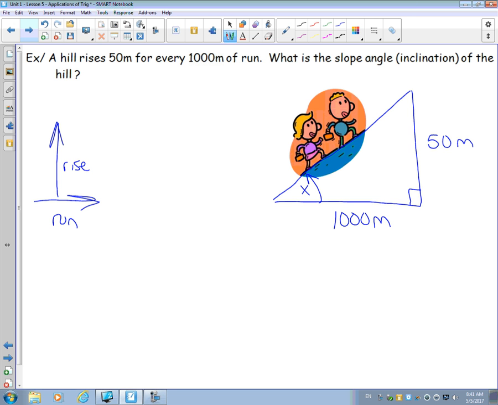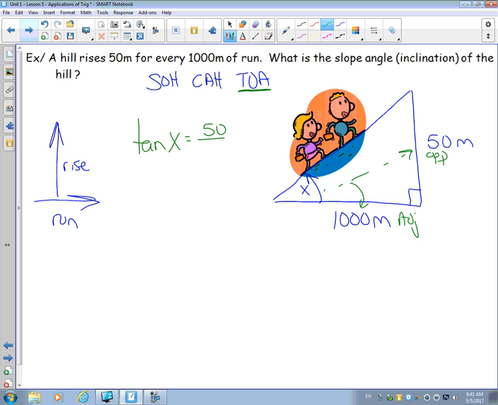Go back to SOHCAHTOA. If I label my sides, I have the opposite. I have the adjacent. That tells me to use tan again. So the tan of our angle is opposite over adjacent. And just to point out to you, you're going to use tan for most things when you talk about word problems, because these are things you can measure. The horizontal, the vertical. Kind of hard to measure diagonals usually.